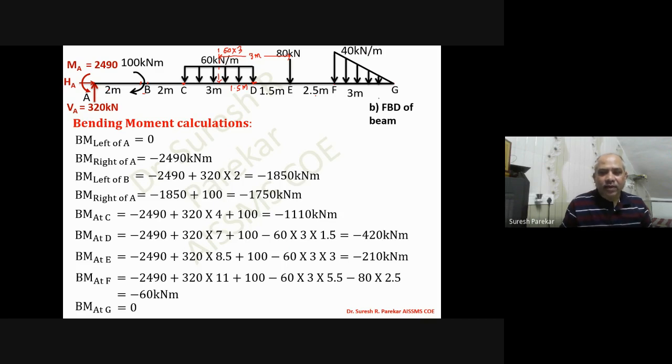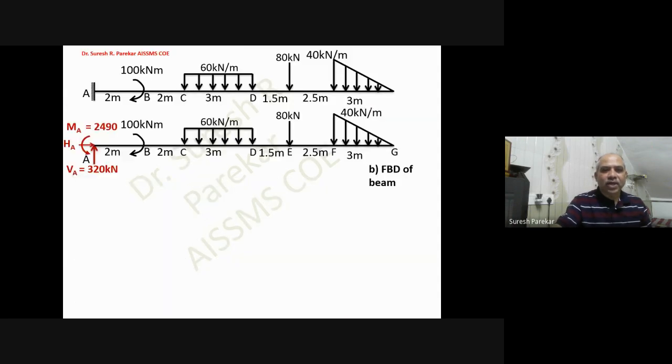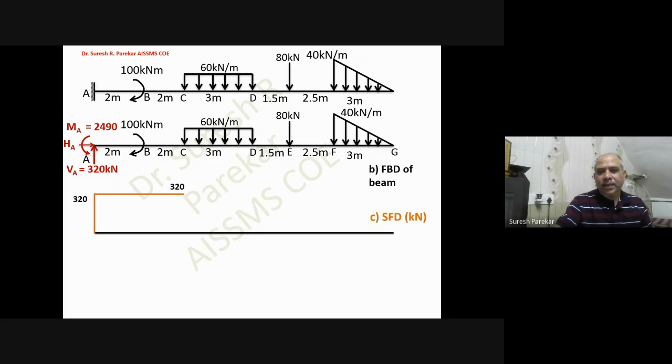So we have to calculate bending moment in this fashion, and now we will plot all these values. First we have shear force. We have 320 at A, left and right we have 0 and 320. Then we do not have any load between A to C, so this will be 320. Then C to D, we have 60 into 3, 180.